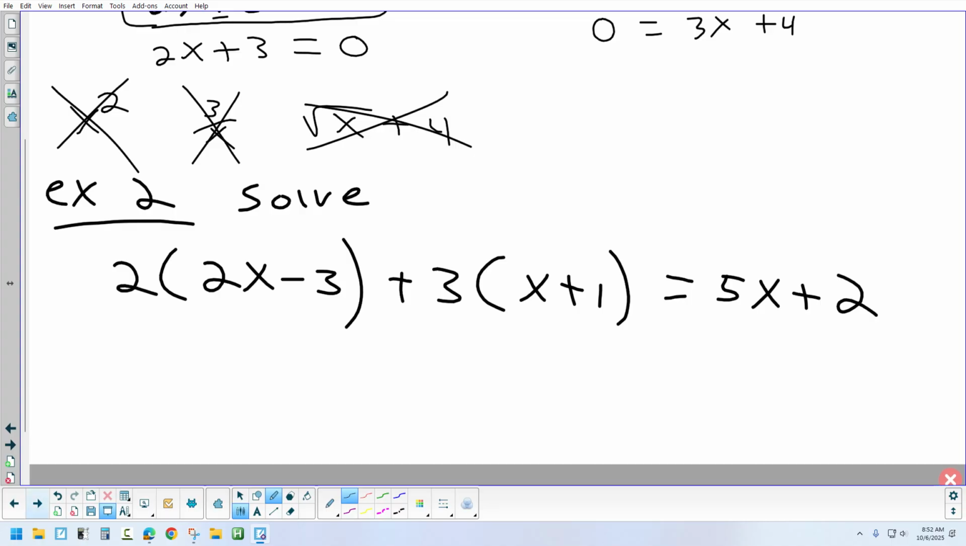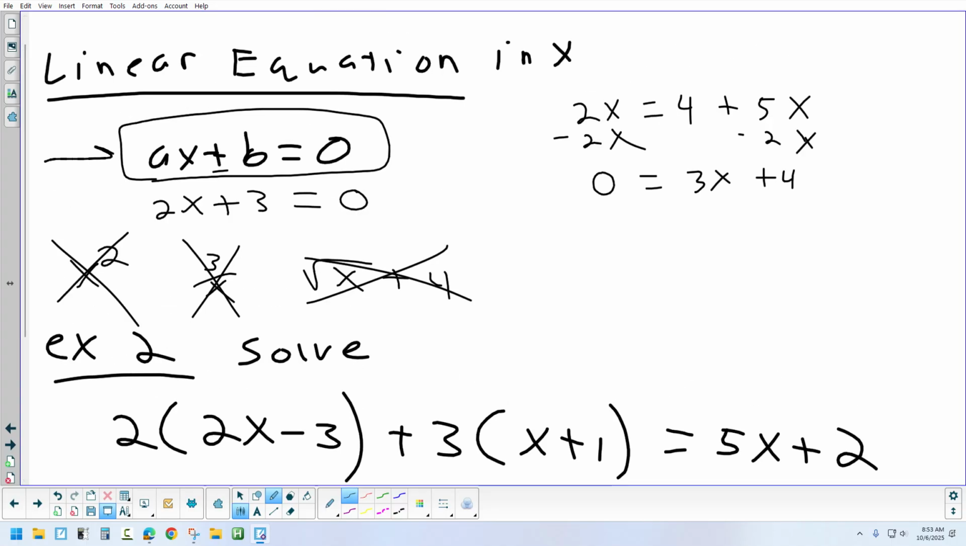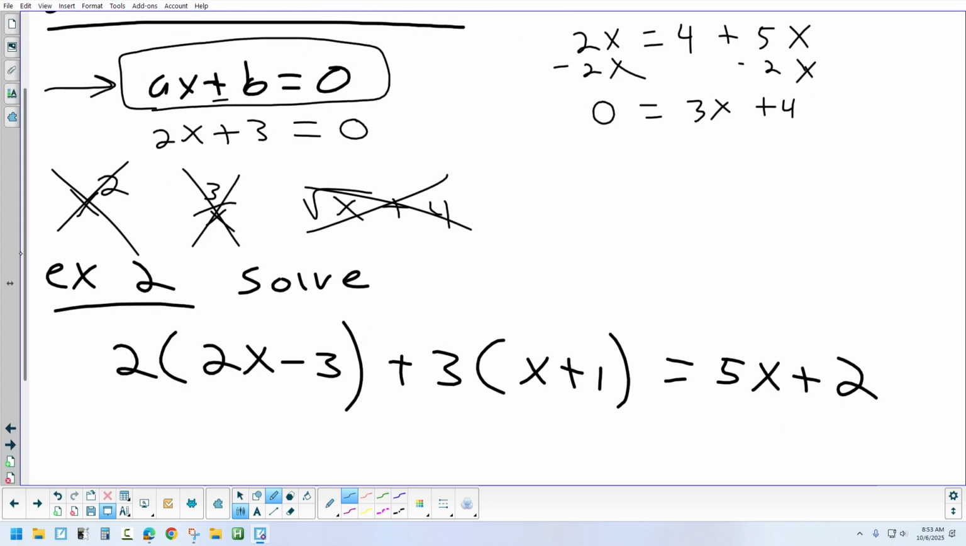All right, so let's see if we can solve this equation. The way it looks, it doesn't look linear right away, but if I kind of scan it, there's only x to the first powers. There's no x's in the bottom of fractions. There's no square root of x's. So when I do all this out, I could make it look just like that.